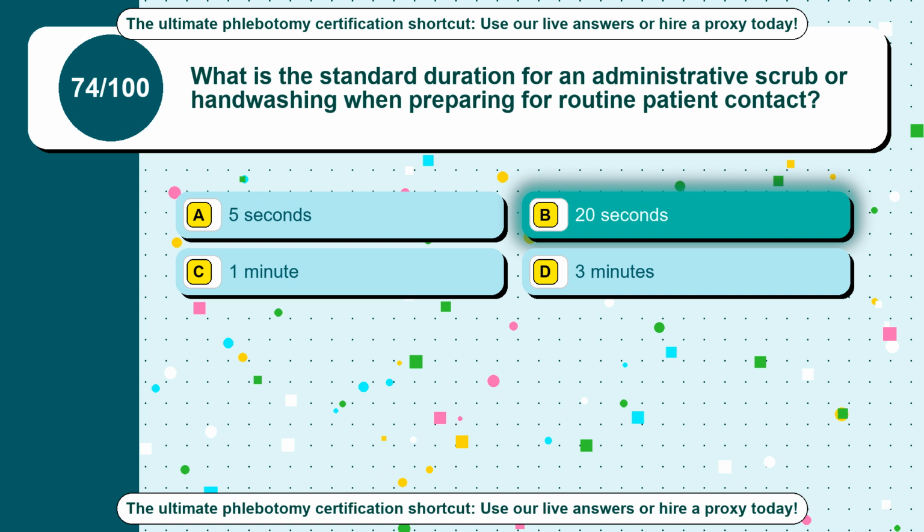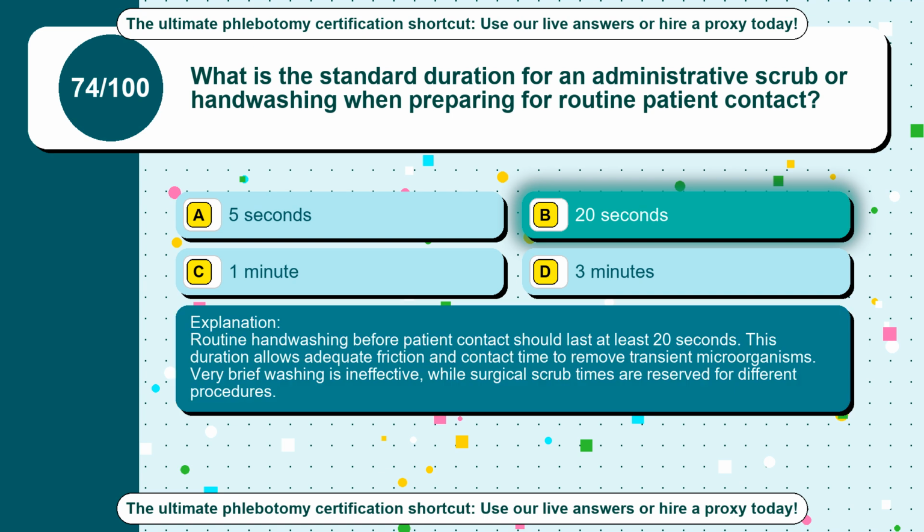The correct answer is option B, 20 seconds. Routine hand washing before patient contact should last at least 20 seconds. This duration allows adequate friction and contact time to remove transient microorganisms. Very brief washing is ineffective, while surgical scrub times are reserved for different procedures.